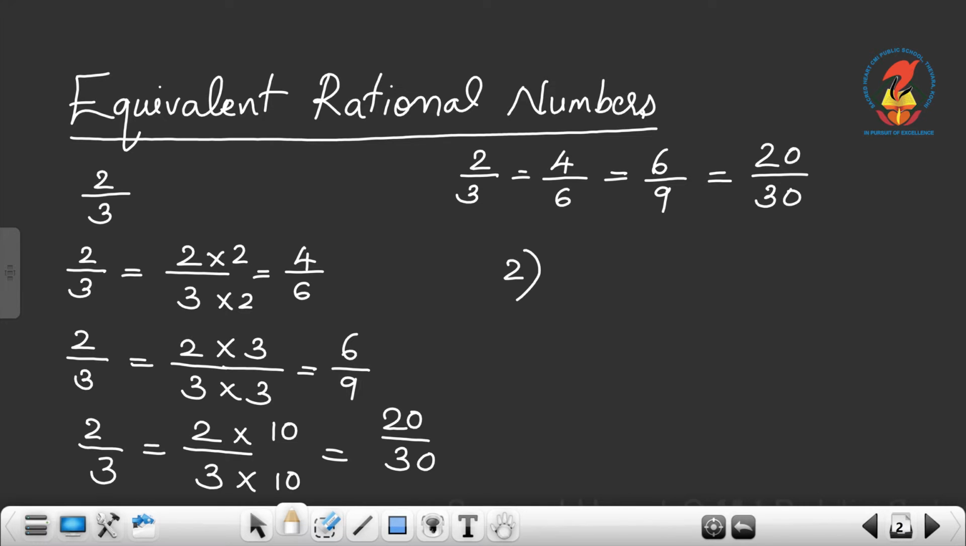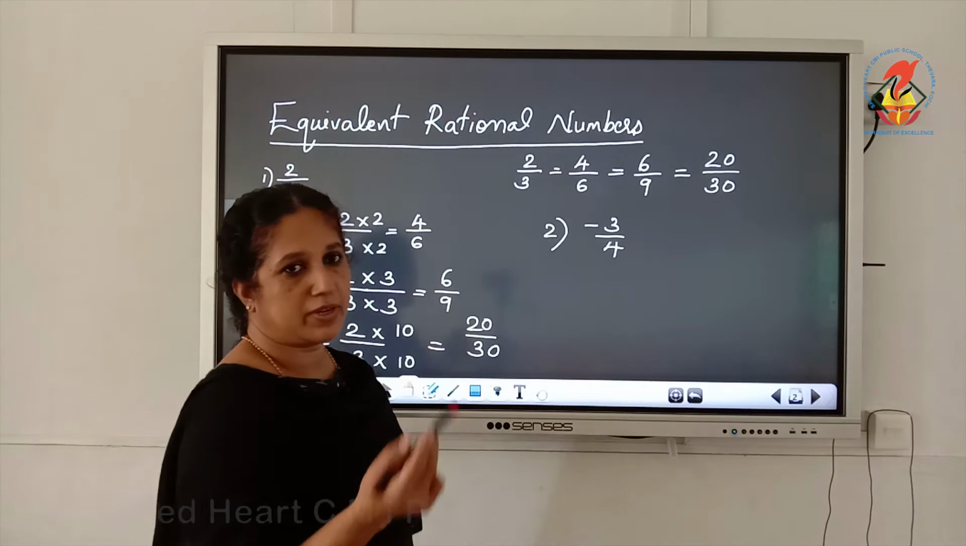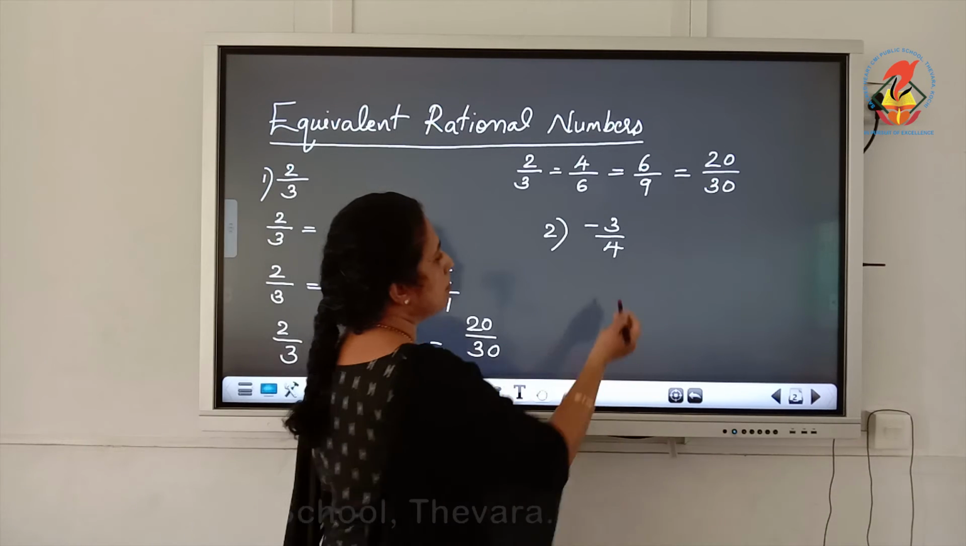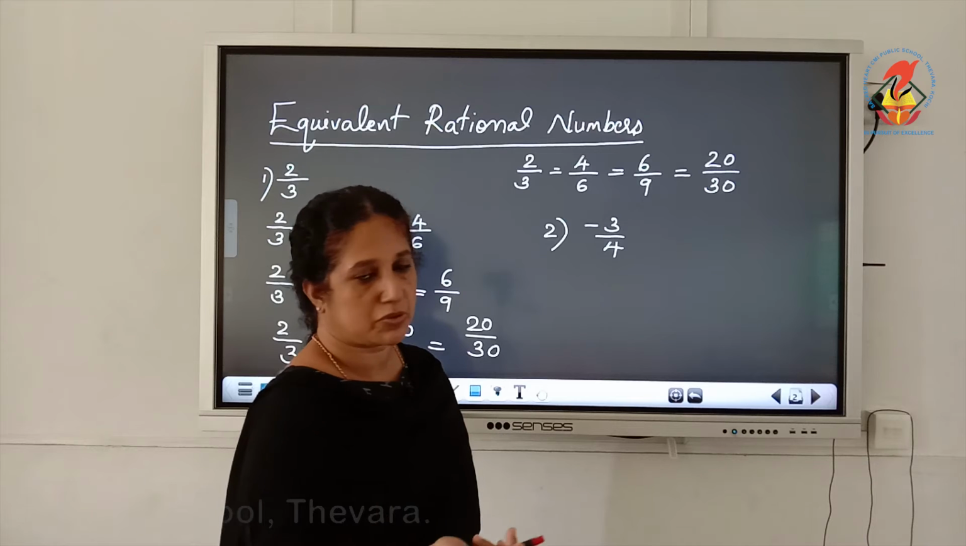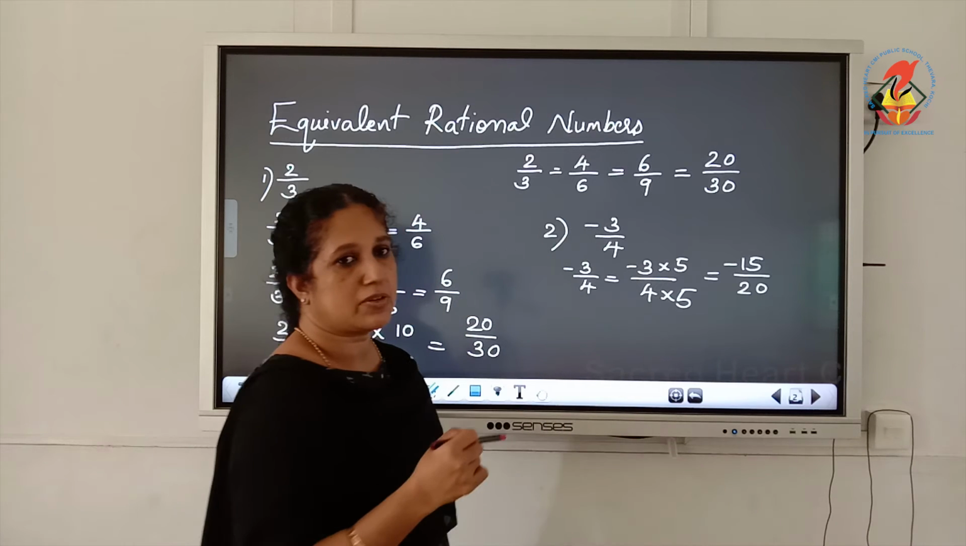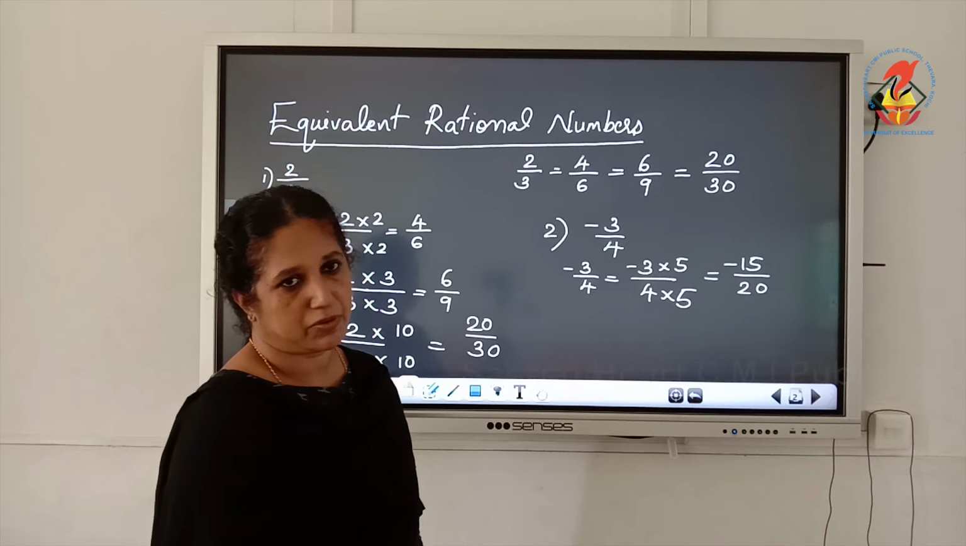Now we can consider another example, negative 3 by 4. Find two or three equivalent rational numbers. So what do we have to do? Multiply both numerator and denominator by a non-zero integer. Therefore, negative 3 by 4 is equal to negative 3 by 4 into 5. Suppose I multiply with 5, which is equal to negative 15 by 20. So this negative 15 by 20 is equal to negative 3 by 4.